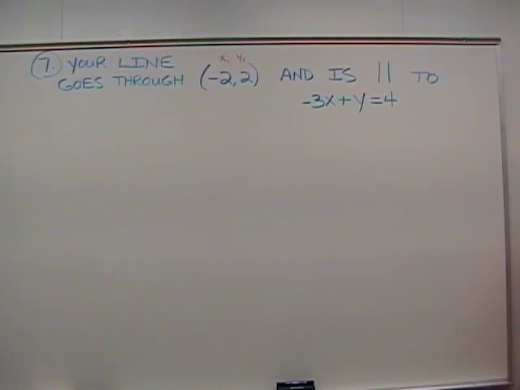So be careful though, because take a look at the equation that the book's line is in. It's not in slope-intercept form, it's in standard form. Before we can determine what the slope of the book's line is, we better change that and put it into slope-intercept form. Let's do that right now.